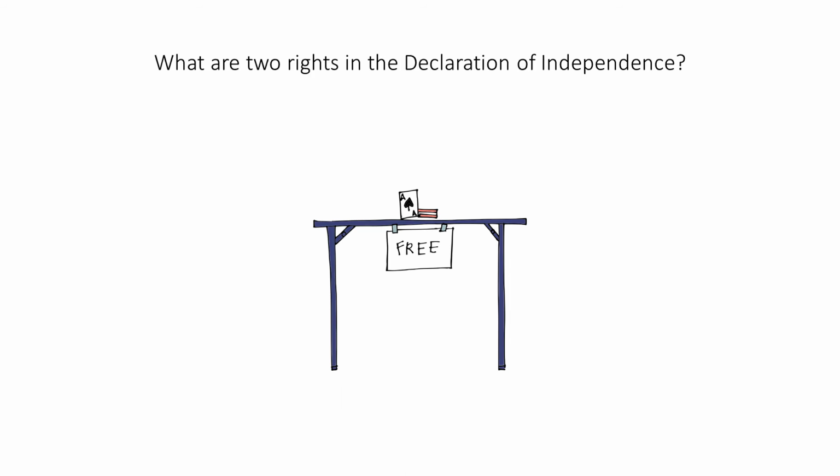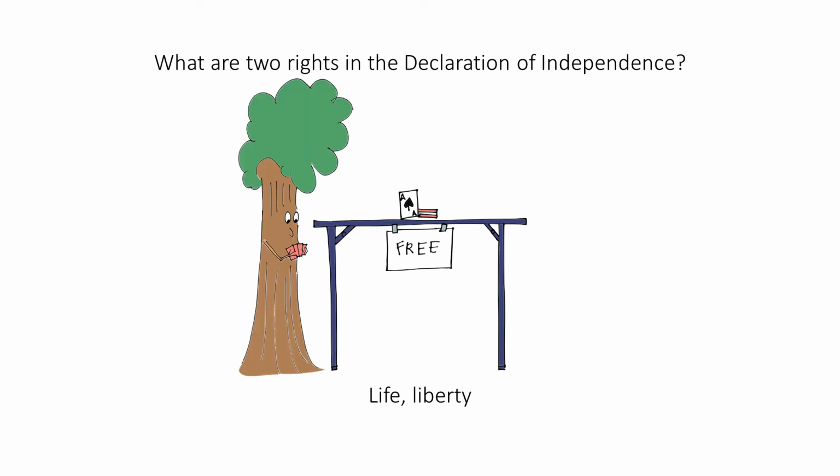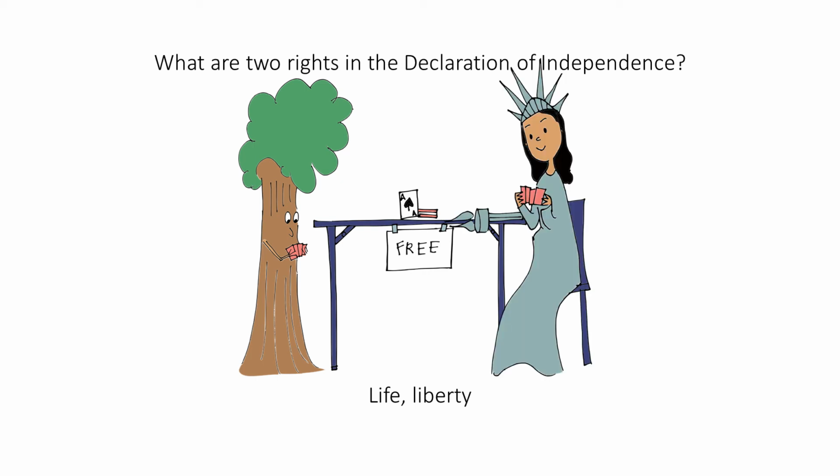What are two rights in the Declaration of Independence? Life, liberty. When you hear the question, think back to this table. There are two sides to this declaration table. On one side, we'll have a tree to represent the first answer, life. And on the other side, we'll have the Statue of Liberty to represent the second answer, liberty.